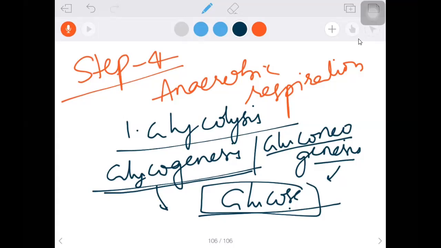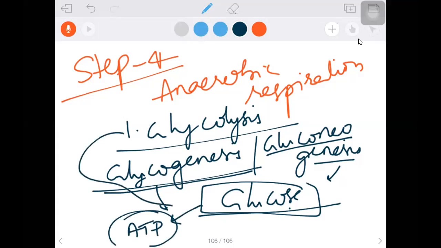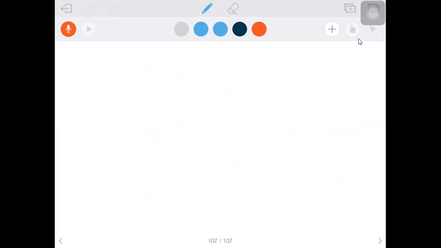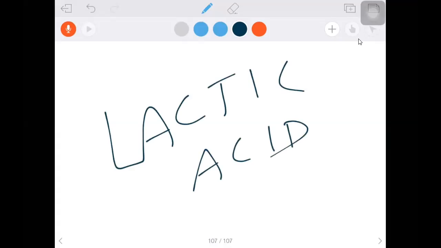You have to run. That means my oxygen levels are low and my demand has increased. So that's why our body goes to step 4: formation of energy, ATP. The process is called anaerobic respiration, where only glycolysis occurs. Do you know the end product of this? Generally, the glycolysis end product will be pyruvic acid, isn't it? This pyruvic acid is turned into lactic acid.